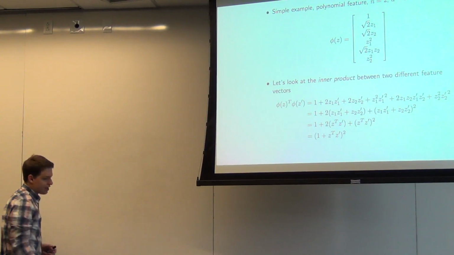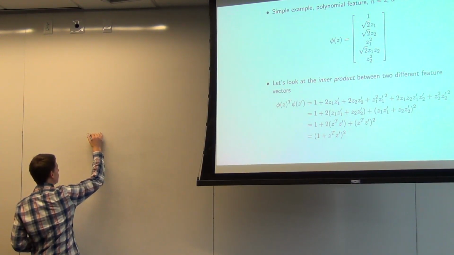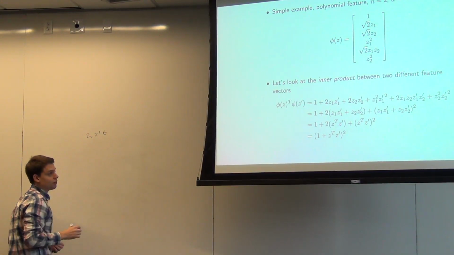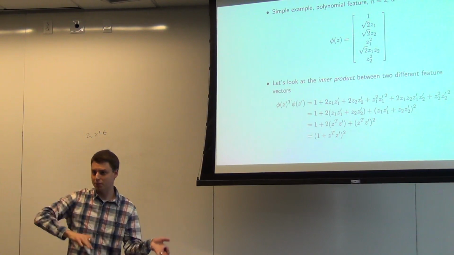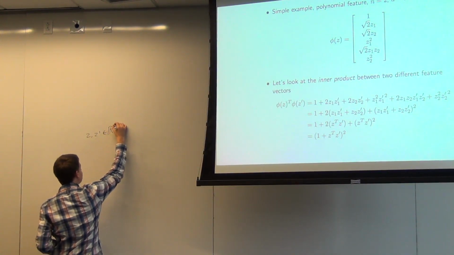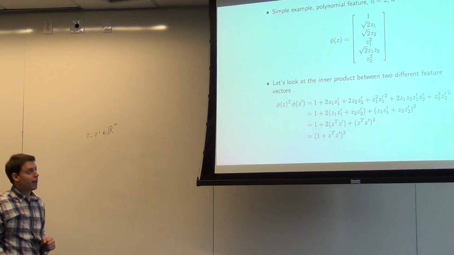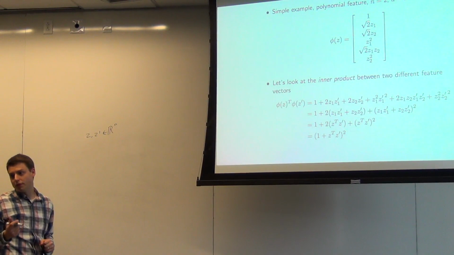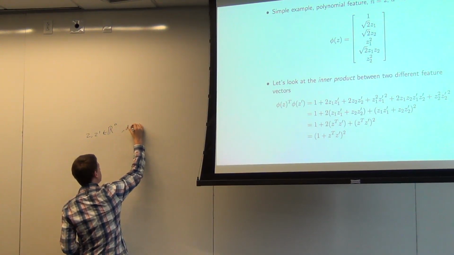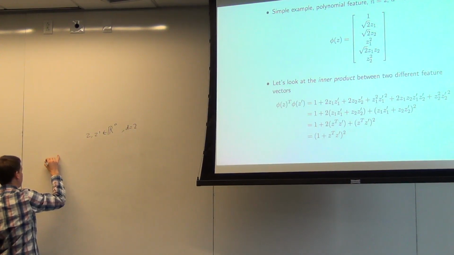So let me take a two-dimensional input. So I'm going to have z, and I'm also going to use z prime. Sorry, that might be a little confusing, because z prime will be a different input vector than z. So z and z prime here are both going to be n-dimensional vectors. And I'm going to think about a degree 2 polynomial. So d is going to be equal to 2. And in particular, I'm going to use this form of a polynomial vector.